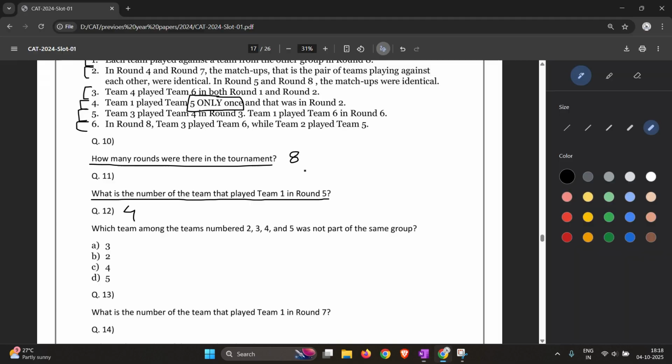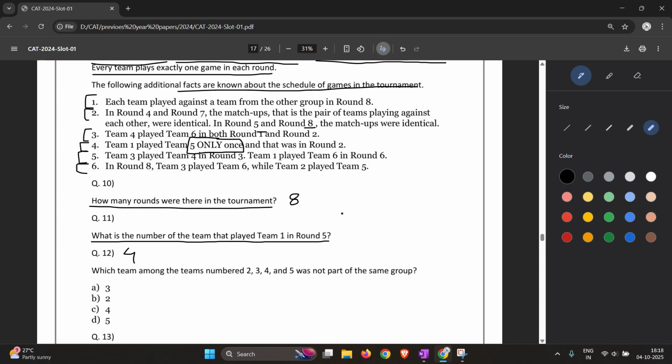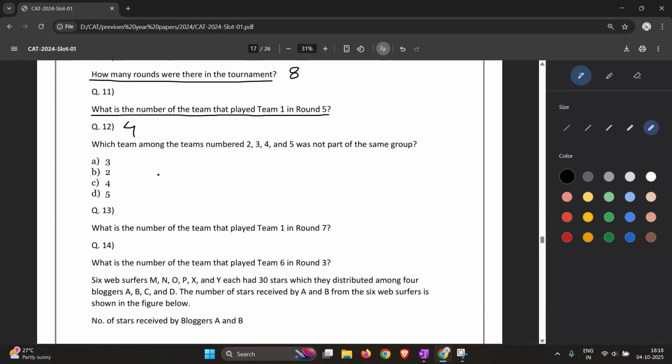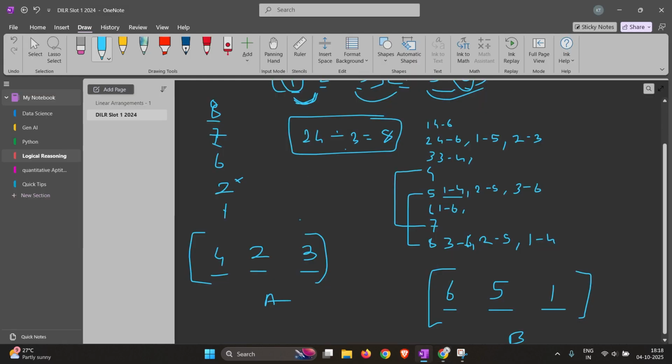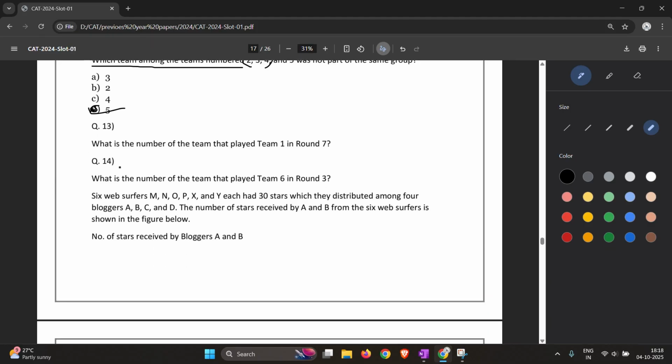Why? Because the matchups for round 1 and 5, matchups for round 8 and 5 are identical, and in 8, 1 played 4, so 1 has to play 4 in 5 as well. Which team among the teams numbered 2, 3, 4, and 5 was not part of the same group? So what is the group? 2, 3, and 4 is a single group over here. So 5 is not part of that group. So D is the answer.